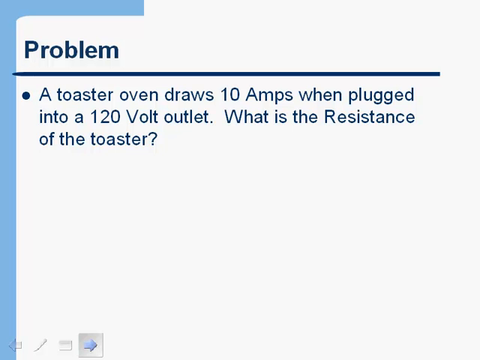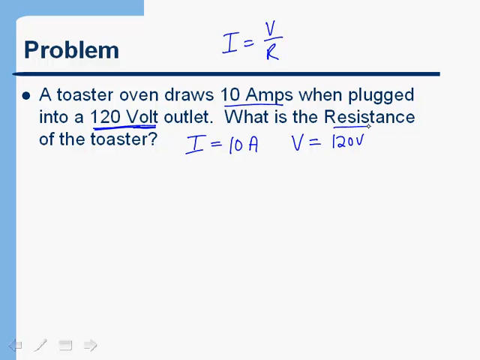Let's try out a problem. And this problem is going to use Ohm's Law, so let me just write it down here. A toaster oven draws 10 amps when plugged into a 120 volt outlet. What is the resistance of the toaster? The first thing you want to do in a problem like this is identify what you've been given. So amps is current. So I know that current is 10 amps. Volts is voltage. So V is equal to 120 volts. And now I want to solve for resistance.